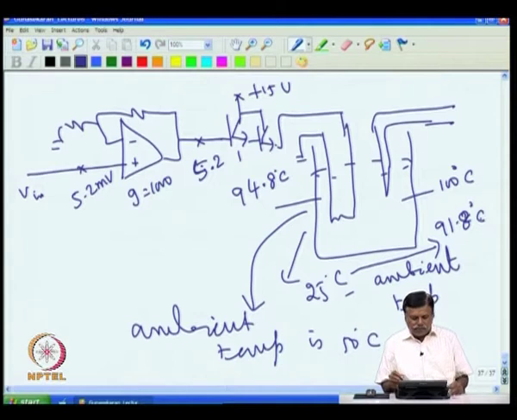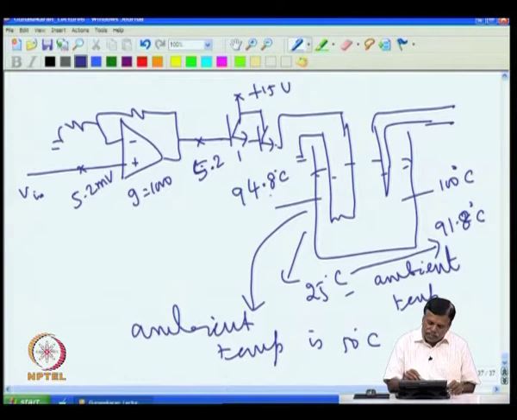That means we are not changing the setting of the temperature, we have kept it on 100 degree setting. When the room temperature is 25 degree C, this is stabilized at 91.8 degree. When the room temperature went up to 50 degree C, it now stabilized at 94.8 degree C. It looks as if the oven temperature is changing with the ambient, even though we are not changing the setting.